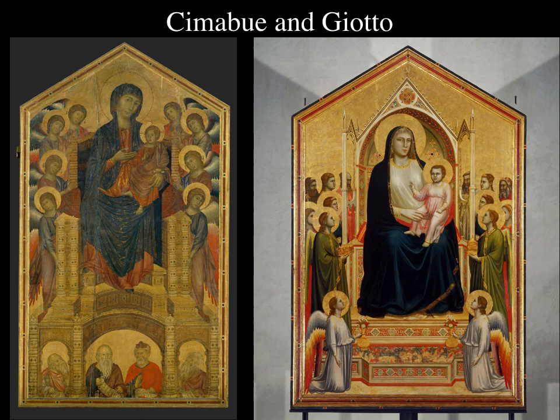The reason that they are important is that the artist Cimabue is considered one of the very last of the Byzantine artists of the Middle Ages, whereas Giotto is considered the first artist of the Renaissance. Cimabue is the teacher, and Giotto is his student. The time frame between these two altarpieces is about 20 to 30 years.